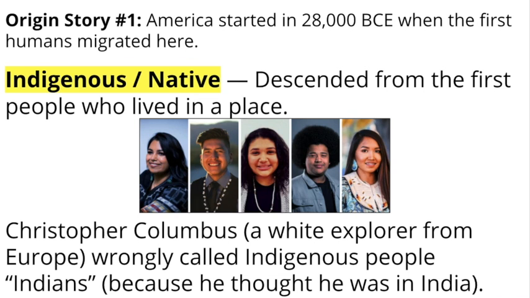But Origin Story 1 says that America started when the first people came here around 28,000 years ago. They walked here over a land bridge made of ice that later melted away. The descendants of these first people are called indigenous or native. Christopher Columbus mistakenly called them Indians because he thought he was in India. He died not knowing that he had reached a new continent.